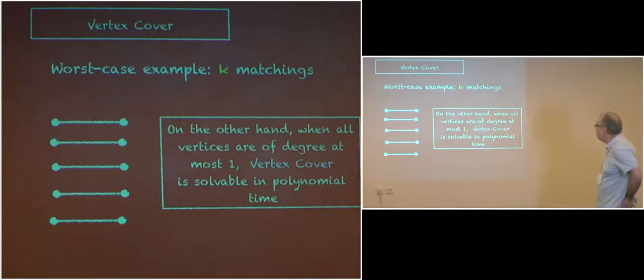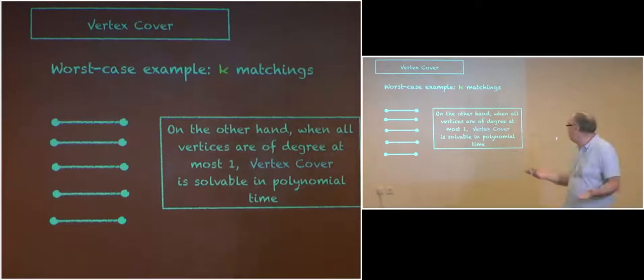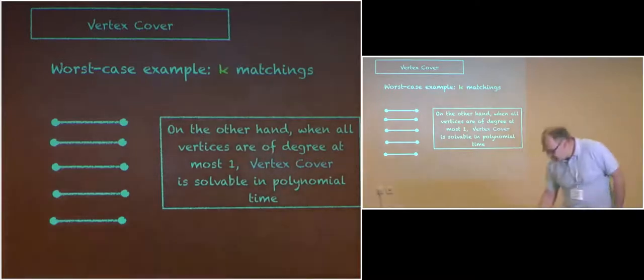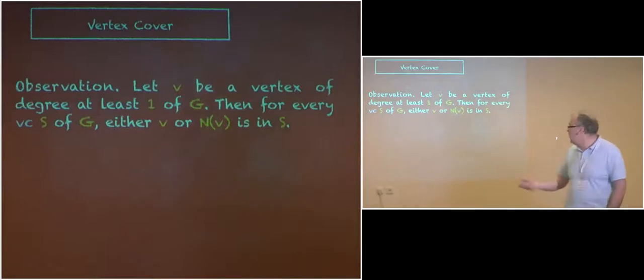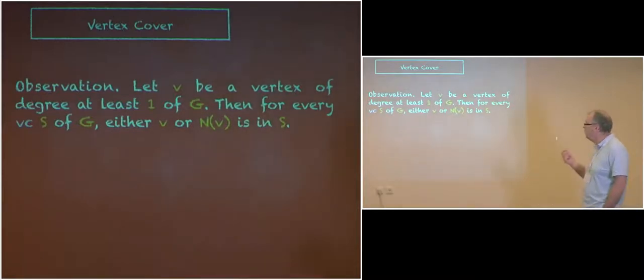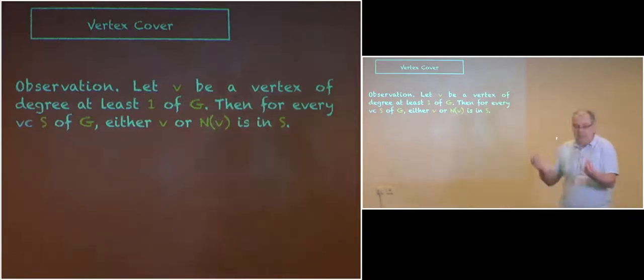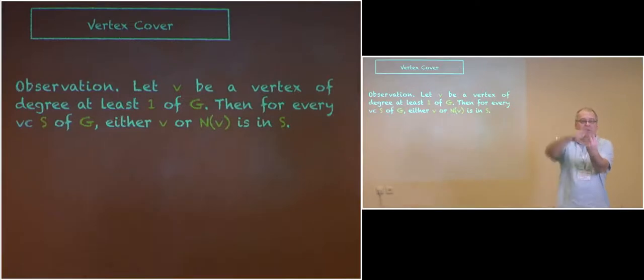Actually, more generally, if I have a graph where all vertices are of degree at most 1, I definitely can solve my problem in polynomial time. So let's try to do branching arguments once again, but a little bit differently. What am I doing this time? Suppose I have a vertex in a graph of degree at least 1 now. There is a vertex and there are some edges incident to this vertex. I have to hit the edges by the vertex cover, either by this vertex or by its neighbors.